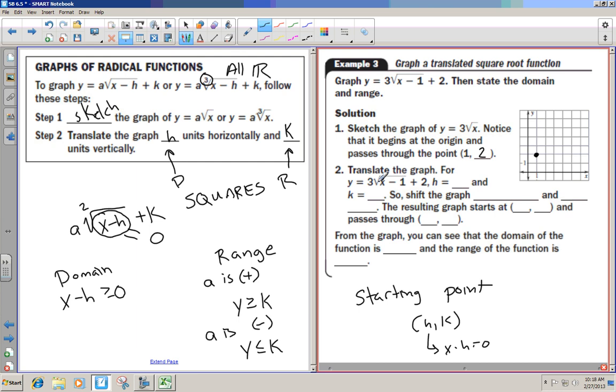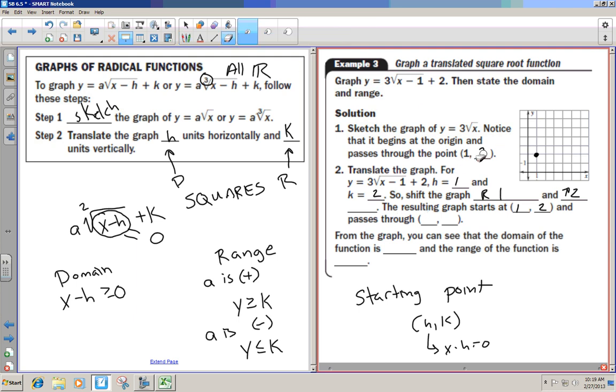Translate the graph for this. H is 1, K is 2. So shift the graph right 1, and up 2. The resulting graph starts at 1, 2 and passes through. Oh, okay. Let me refresh this.